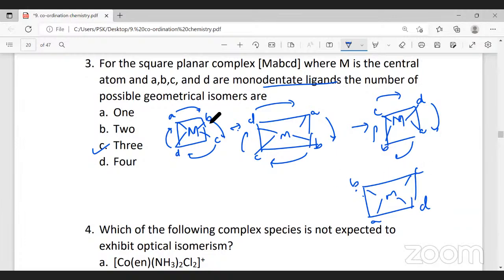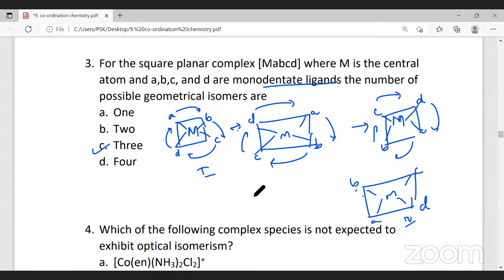B and C are on the same side. Yes or no? The first and the fourth isomer look the same. That is why we say only 3 isomers are possible for the square planar complex MABCD.